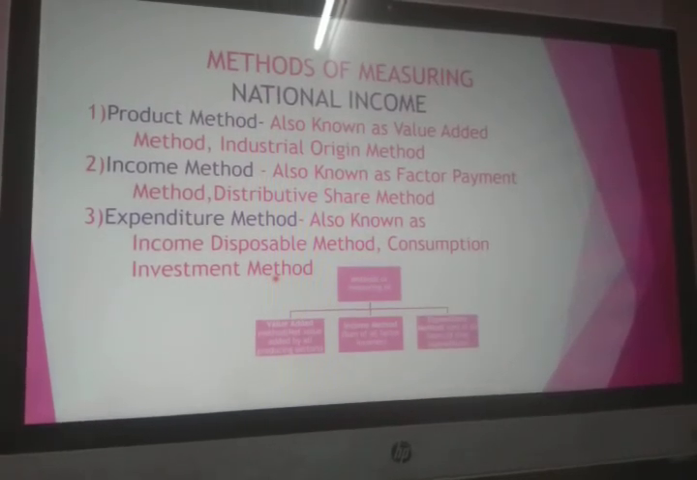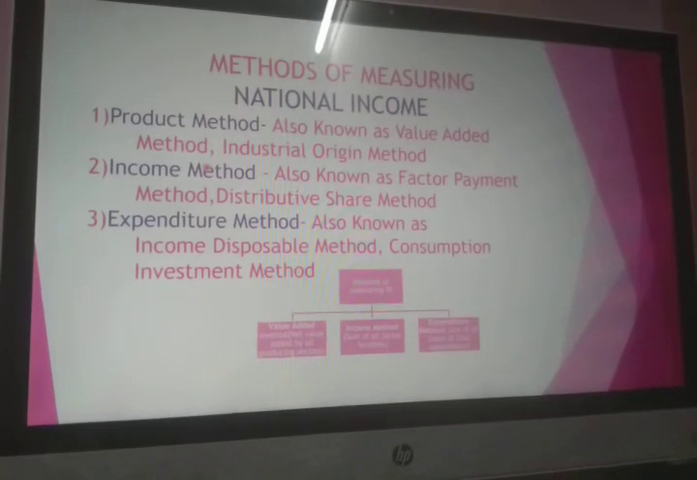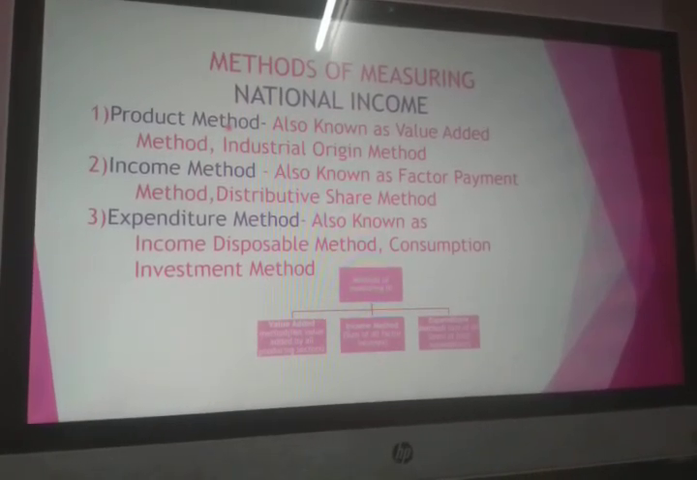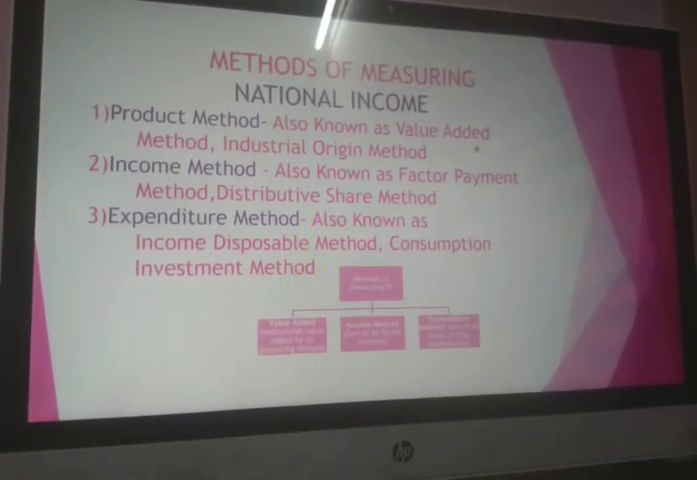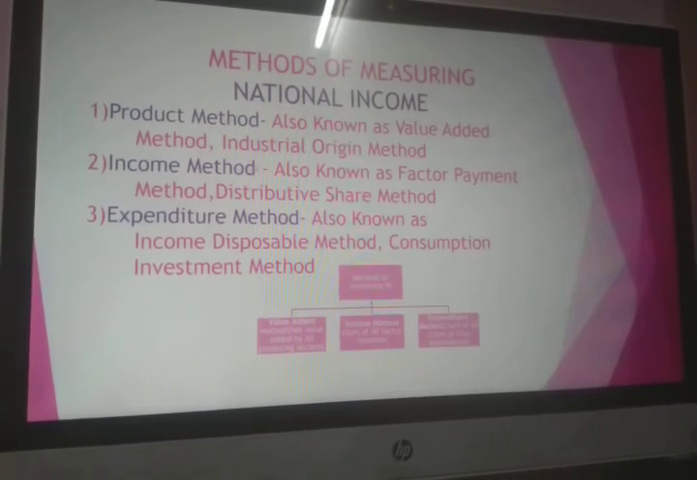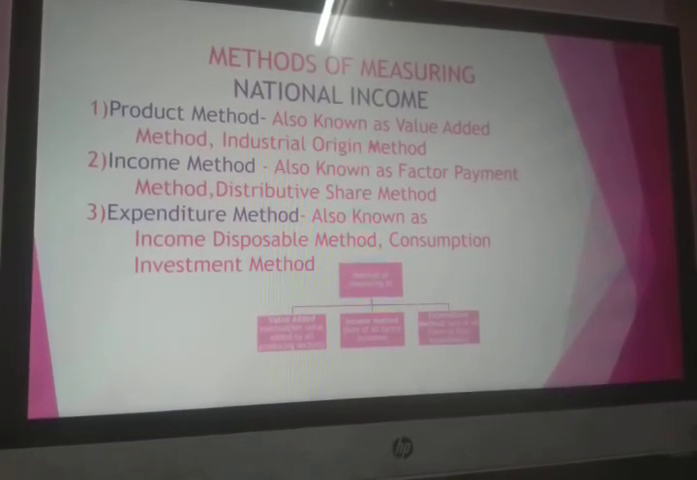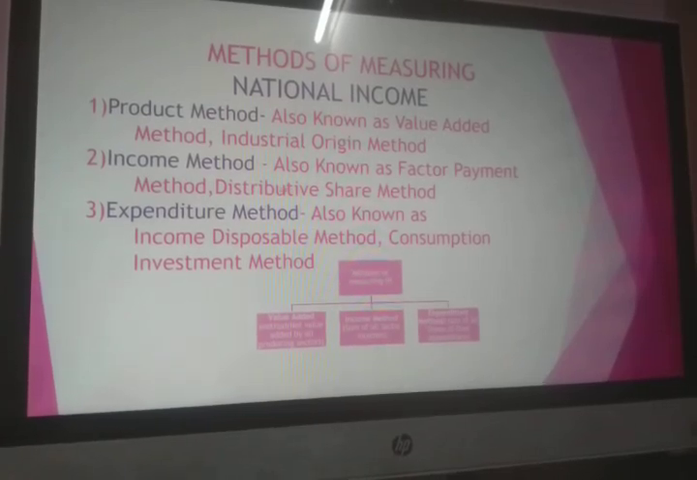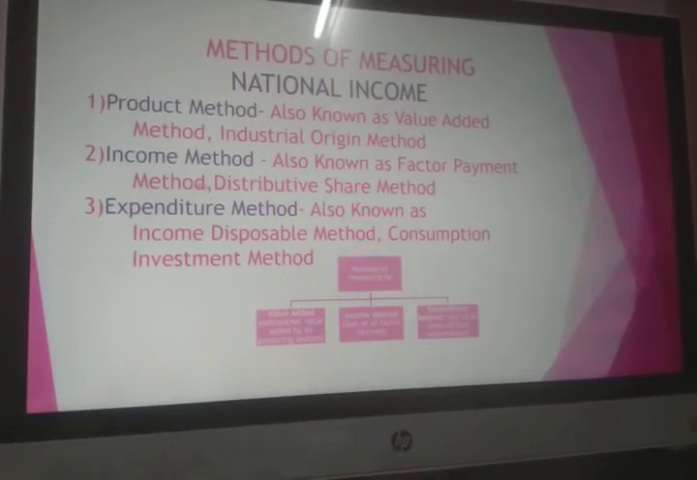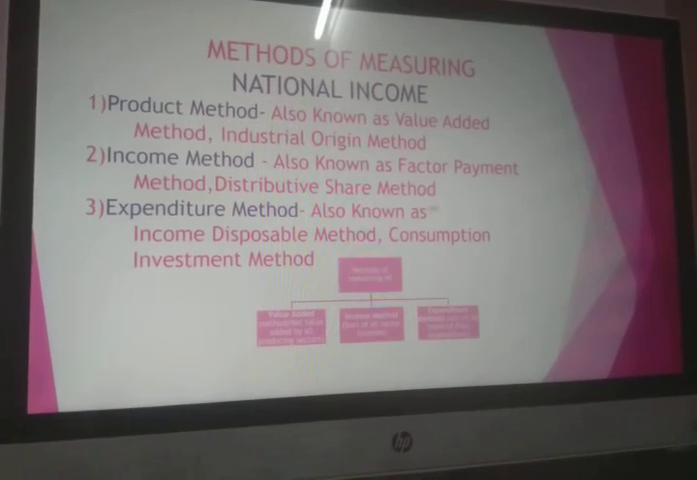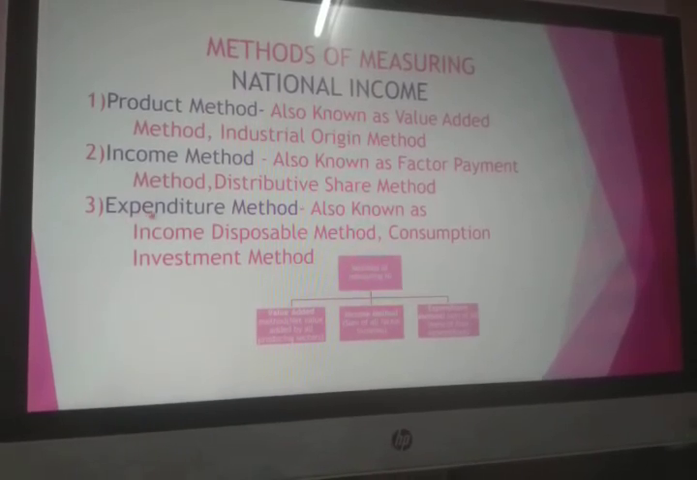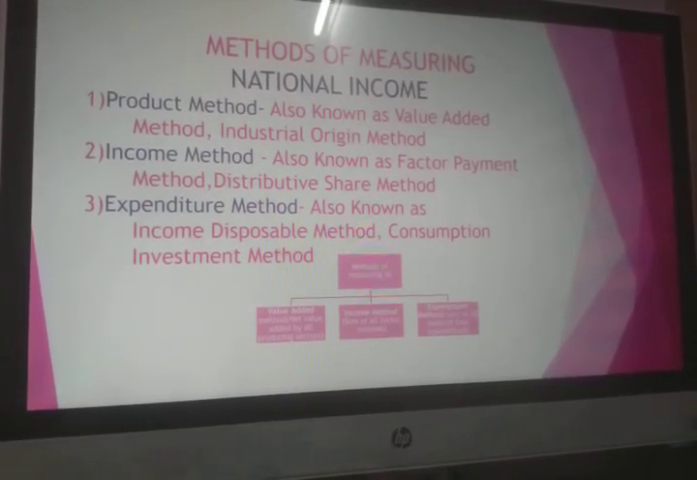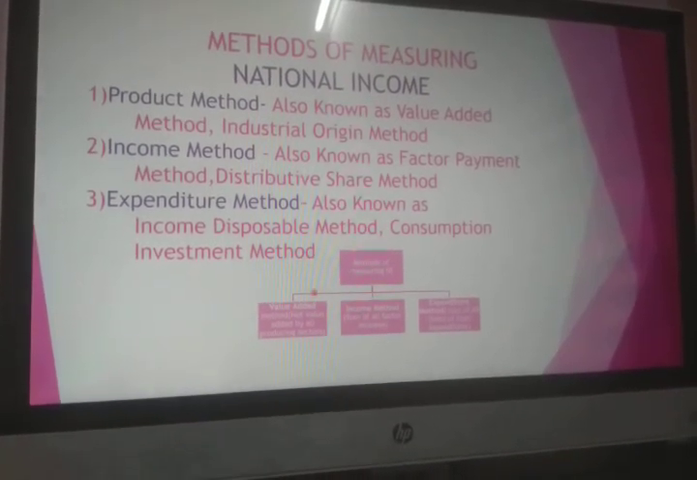The first one is the product method. It is also known as value added method and industrial origin method. These are the different names of product method. The second method is income method. This is also known as factor payment method and distributive share method. Whereas expenditure method is also known as income disposable method and consumption of investment method. So these are the three methods.